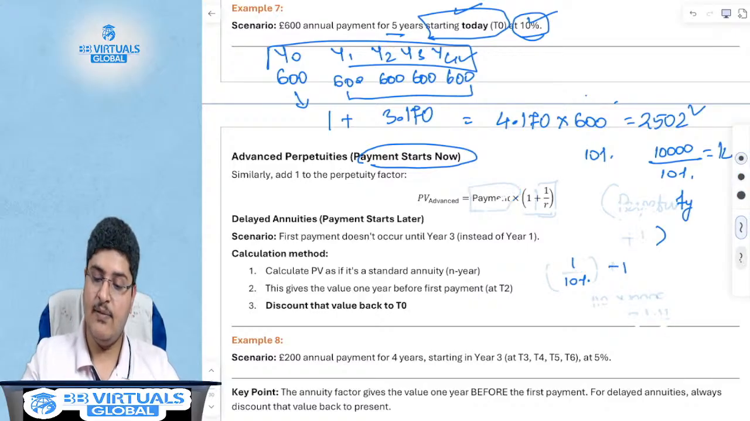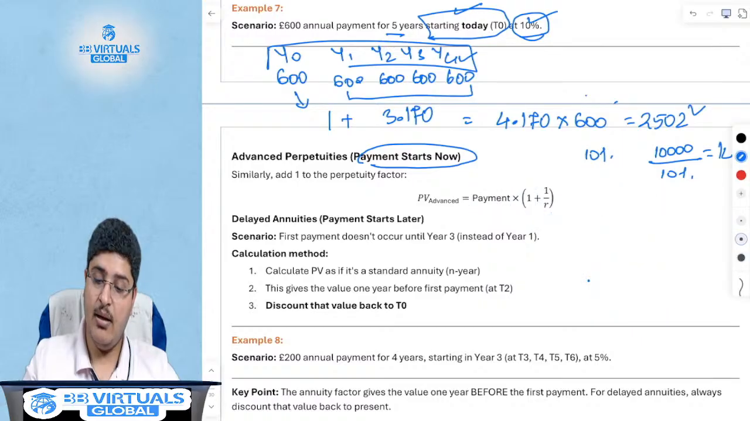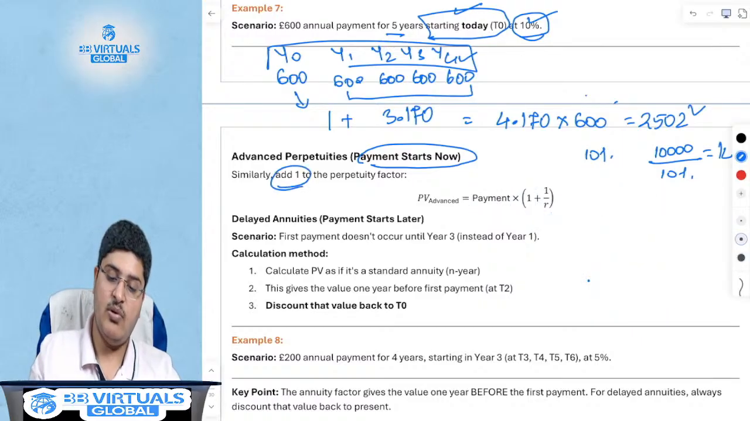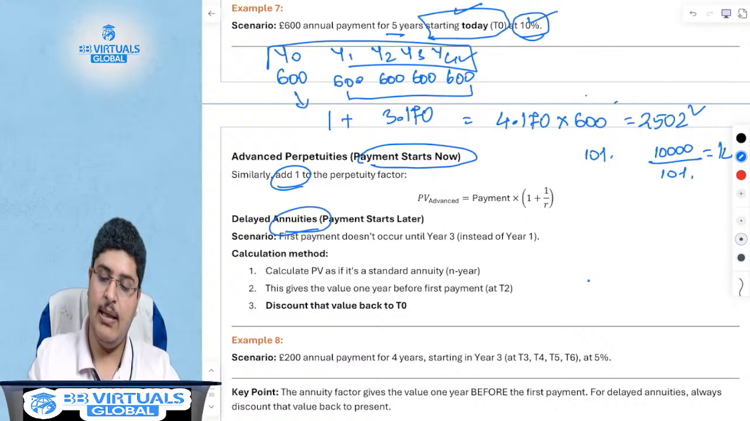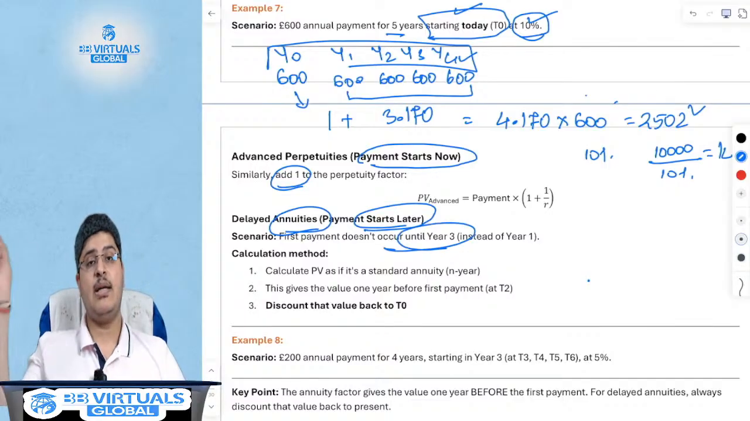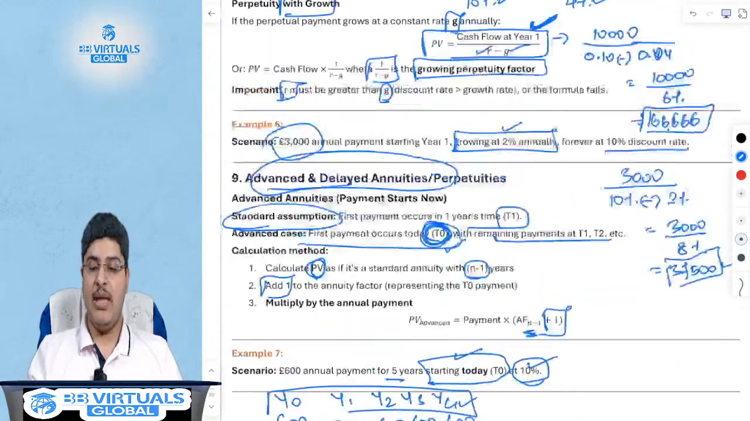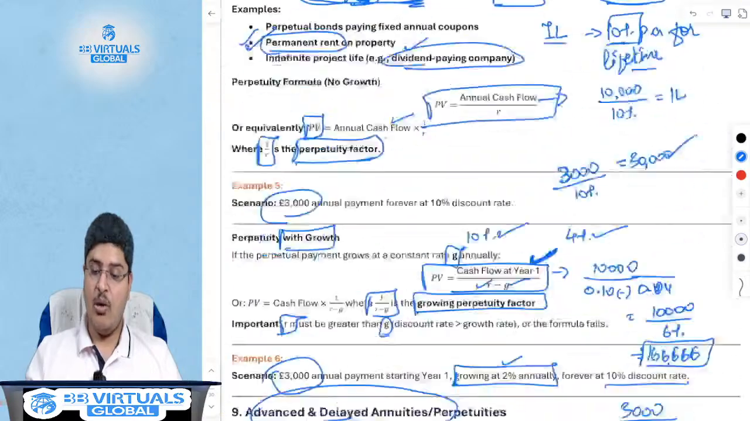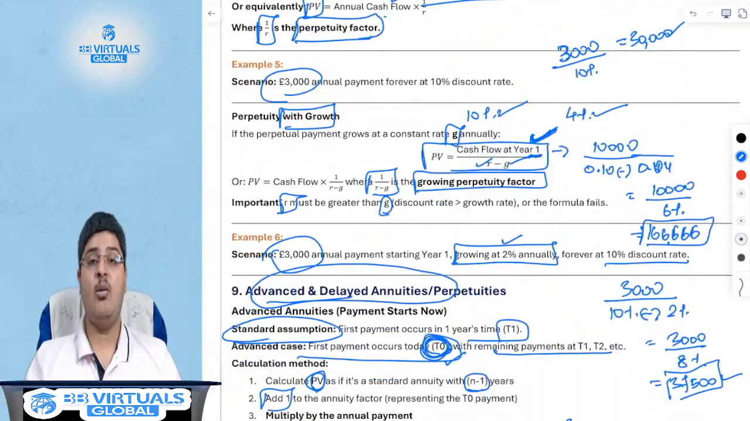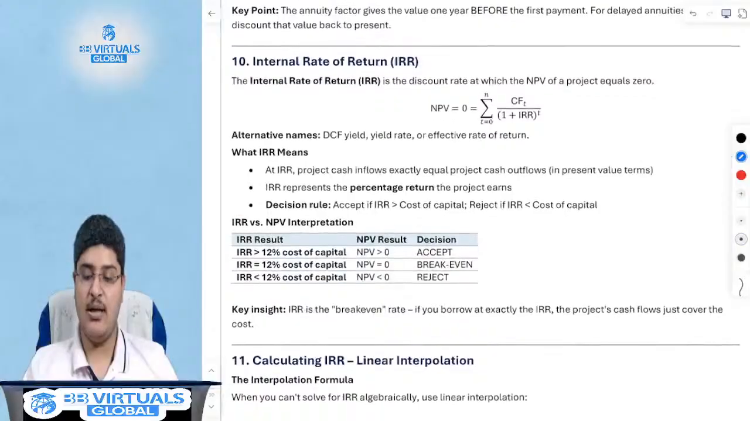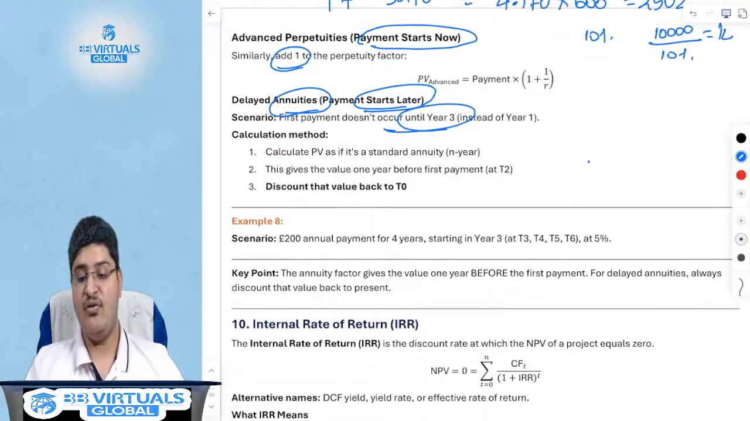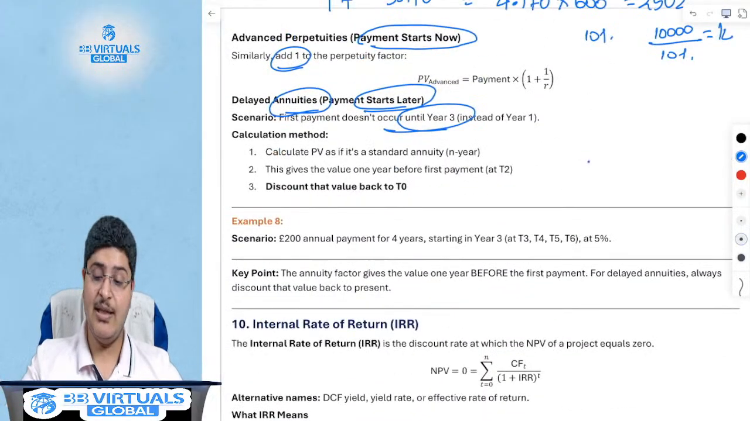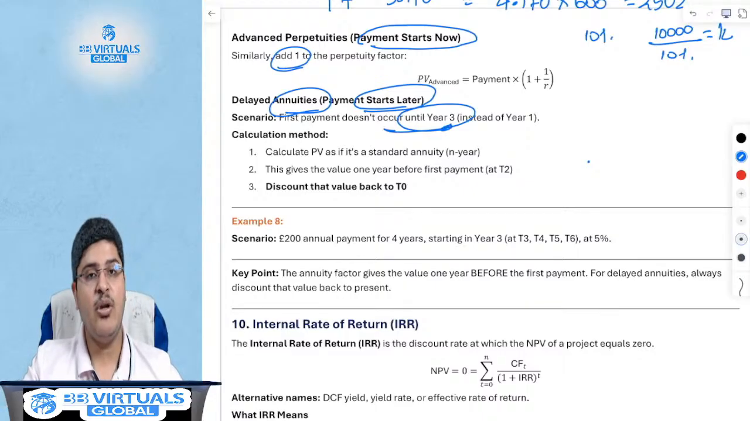Now this was advanced perpetuities where your payments were to start from year 1. Now what if your annuities get delayed, where your payments don't start earlier but they start later? Let's say instead of year 1 they start in year 3. What have we assumed? We had assumed, if you remember, that all the cash flows start at the end of year 1. What if all the cash flows don't start at year 1? Hypothetically they start at the end of year 3. What do you do then?